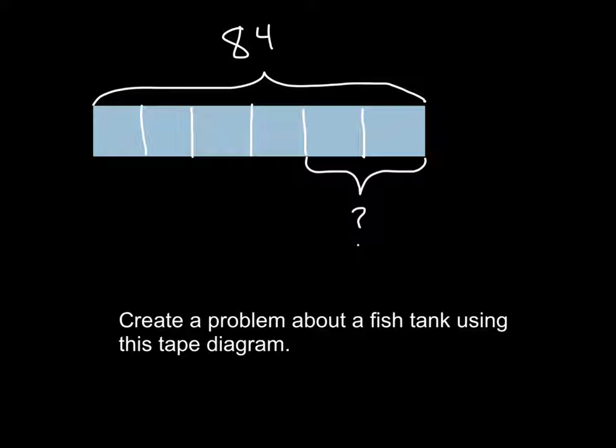Okay, now we're going to flip this around. I am giving you a tape diagram, and you get to write the story problem that goes with it. Please write a simple, short one that will fit in the small space we have for our quiz. And it should have something to do with a fish tank. You've got a tape diagram where 84 is your whole, and you're trying to find a part. So good luck, and I will see you in class tomorrow.